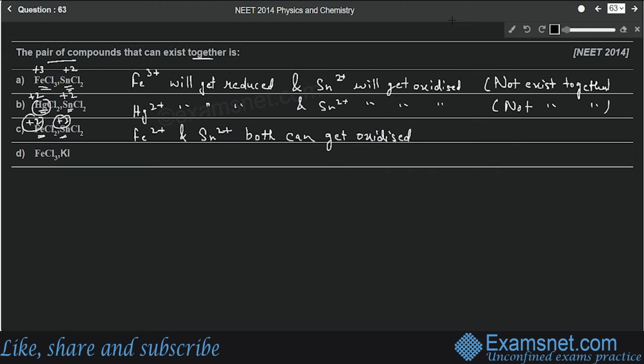These cannot get reduced because plus 2 is the minimum oxidation state for both of them. So they can exist together. They can exist together because no one is reducing the other.